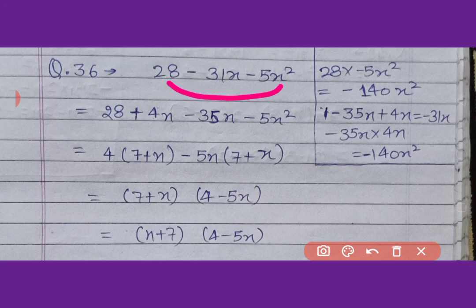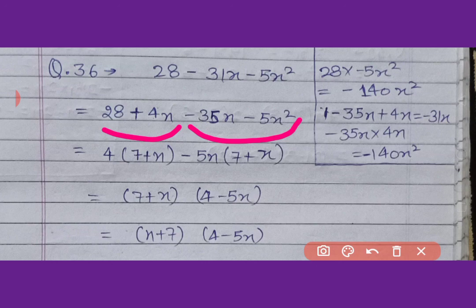That's not a matter, we have to continue the same procedure. 28 multiplied with 5, it is getting 140x square. Now we have to bring 31x, but by subtraction, and the multiplication should be 140. So 35 4s are 140, and 35x minus 4x, then it will get 31x. So 31x will split into the form of 4x minus 35x. So it has divided into two groups, 28 plus 4x and minus 35x minus 5x square.